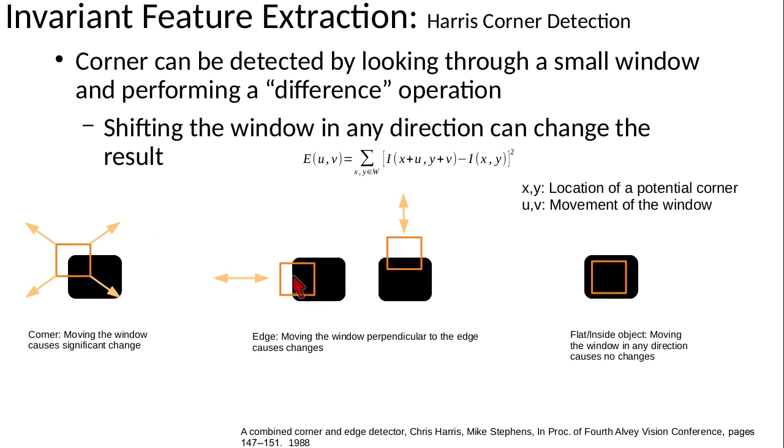If the point x comma y were on an edge, this sum of squared differences would change significantly only if the window is moved in this direction. But if the window is moved vertically, the sum of squared differences would not change significantly. Similarly, if the point x comma y is on a horizontal edge, moving the window vertically would lead to significant changes. Horizontal motion of the window would not lead to any changes in this function.